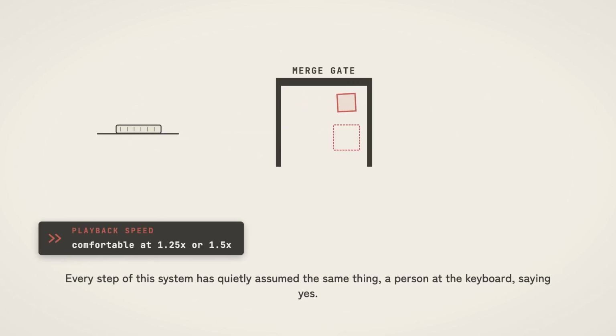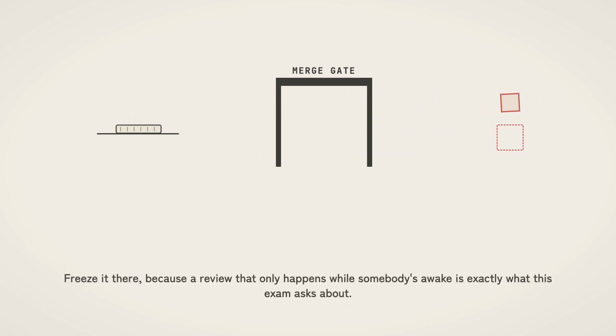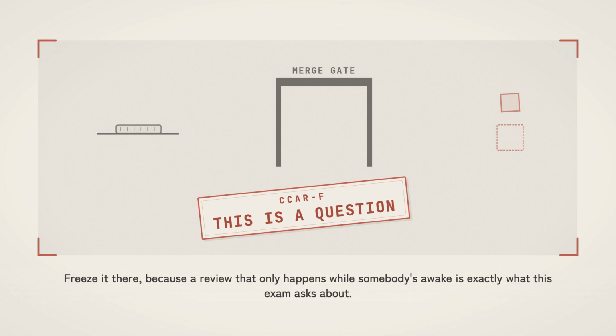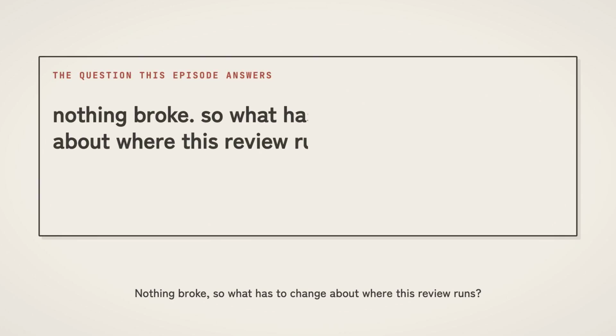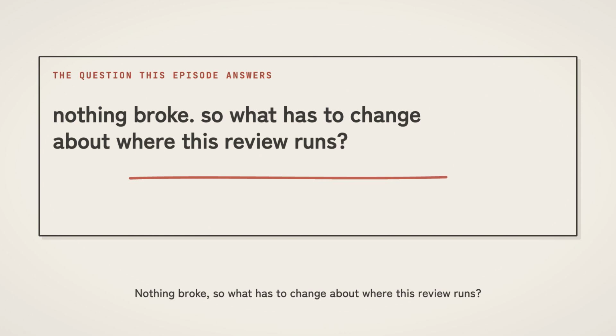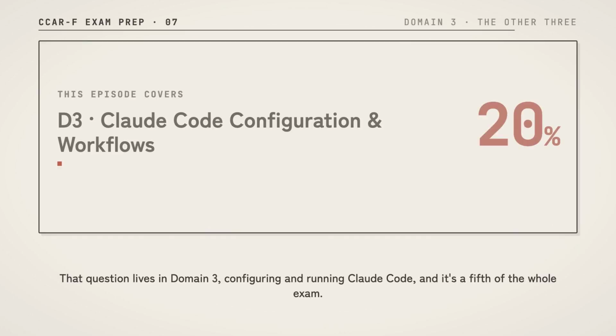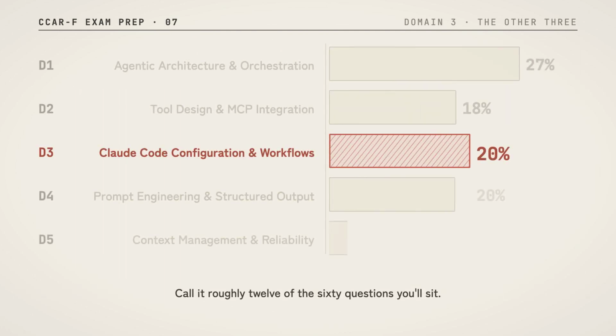A person at the keyboard saying yes, freeze it there, because a review that only happens while somebody's awake is exactly what this exam asks about. Nothing broke, so what has to change about where this review runs? That question lives in domain 3, configuring and running Claude Code, and it's a fifth of the whole exam. Call it roughly 12 of the 60 questions you'll sit.